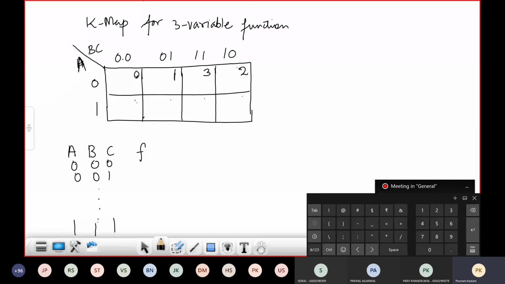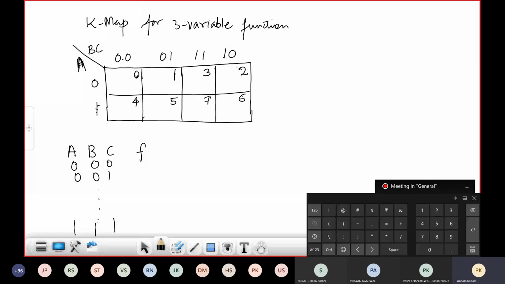Now the second row. The first cell of the second row is associated with minterm 1 0 0. 1 0 0 means 4, minterm 4. Next one is 1 0 1, which means 5. Next is 1 1 1, which means 7. And the last one is 1 1 0, which means 6.